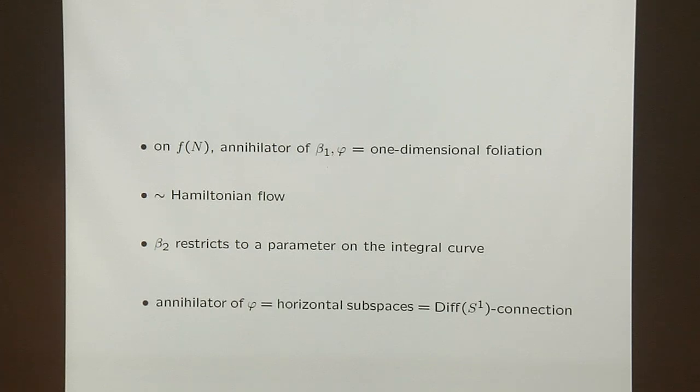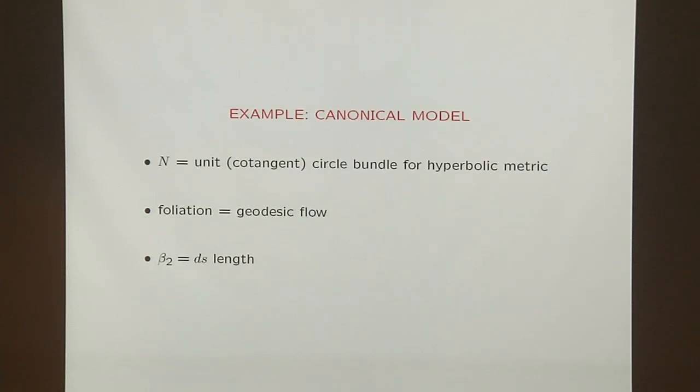But anyway, what we're looking at is basically a geodesic structure. Indeed, on the canonical model, what are we getting? We're just getting the unit circle bundle for the hyperbolic metric in the cotangent bundle, but think of it in the tangent bundle if you like. The foliation is now just the geodesic flow, and this beta 2 is just the length. So at the moment then, what have I got? I've got my canonical model, and I have this hyperkähler metric, and the boundary data, which it seems to define, relates to the geodesic flow with respect to the hyperbolic metric on that surface.